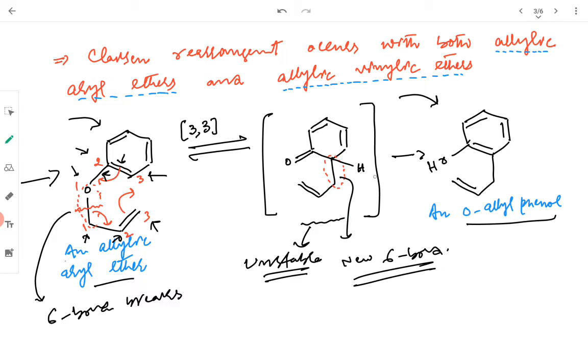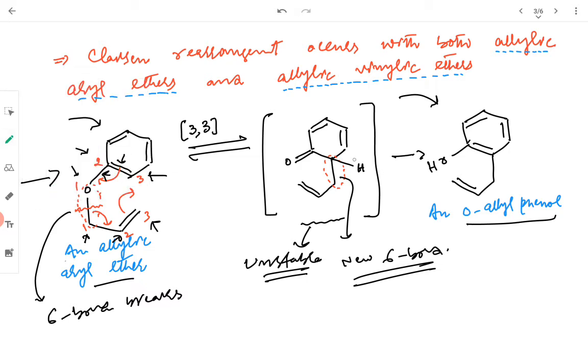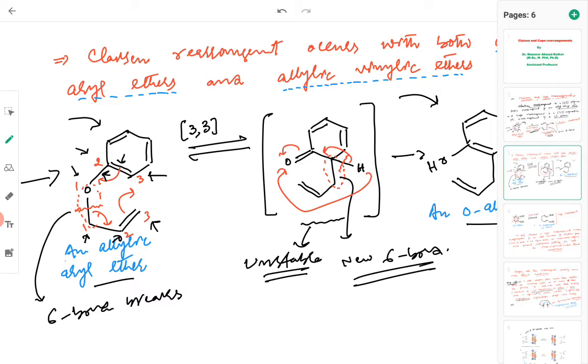And how this happens: this bond breaks here, it goes here, and this hydrogen will go to here. Okay, so this is how it is formed. This is the final product of a Claisen rearrangement. So you can see it's a 3,3 sigmatropic shift.